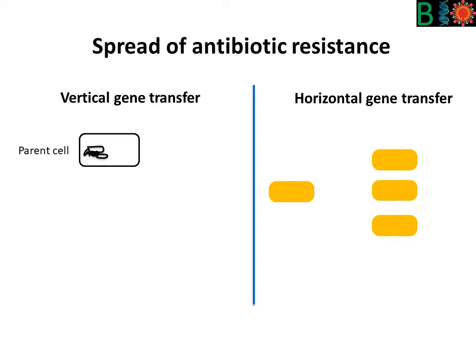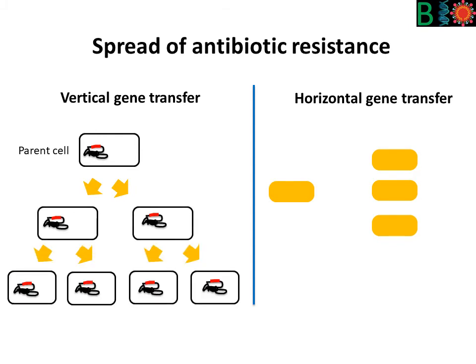Antibiotic resistance spreads either vertically or horizontally. In case of vertical gene transfer, once the parental cell acquires the mutation and gains antibiotic resistance, it transfers the property to its daughter cells. Thus, the antibiotic resistance is transferred from one generation to the next.